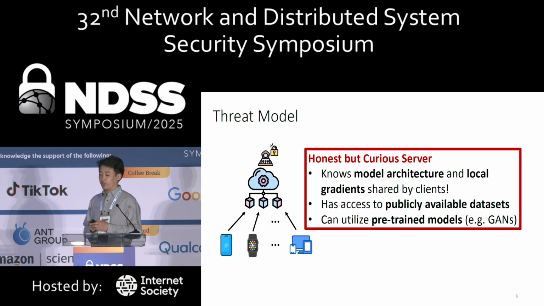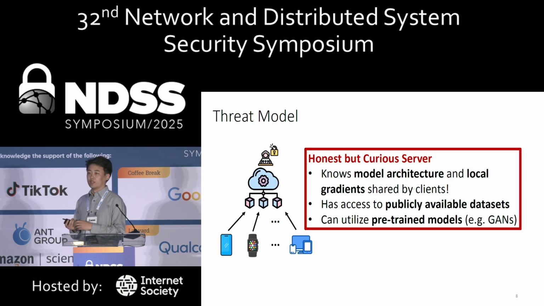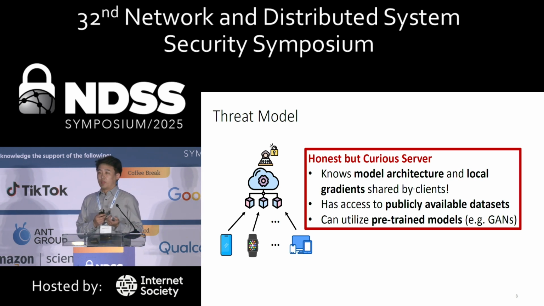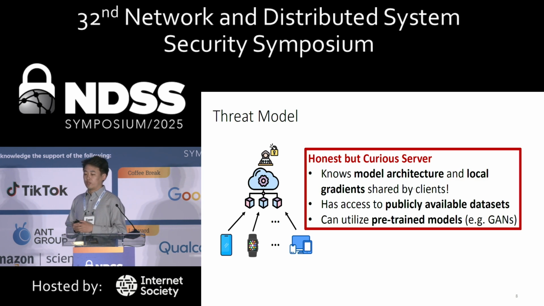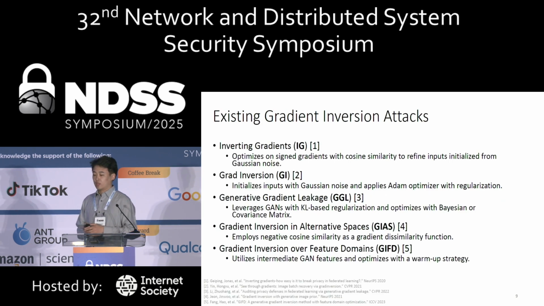We assume an honest but curious server. The adversary can know the model architecture and the local gradient shared by the clients, and can access publicly available data sets. It can also utilize anything like pre-trained models, such as GANs or any generative model they can have. So we have a relatively loose assumption on the adversary. With that, I introduce some representative gradient inversion attacks.